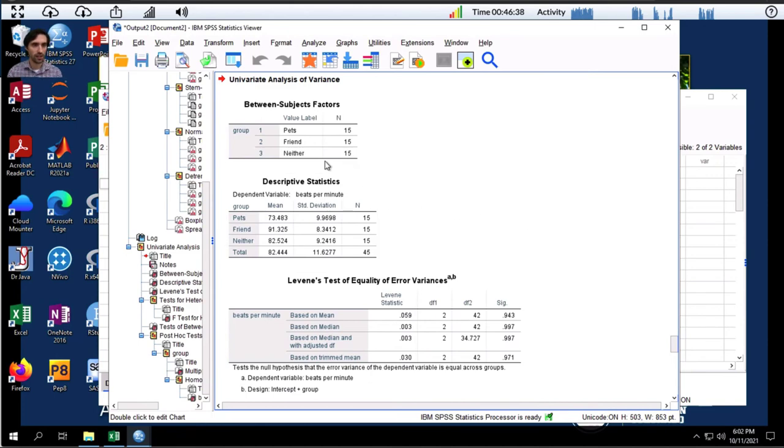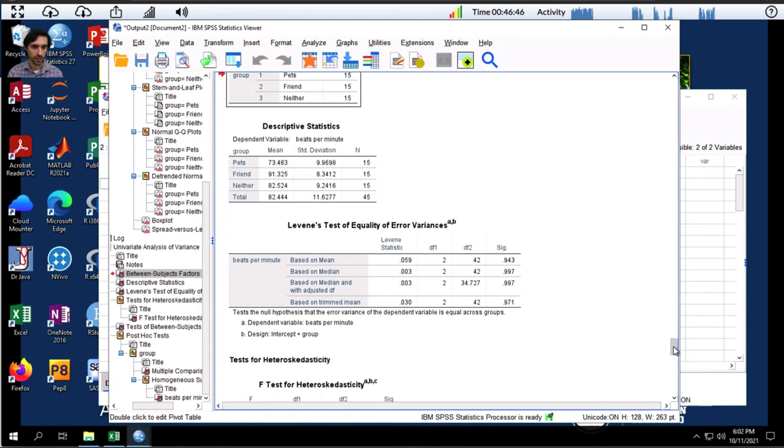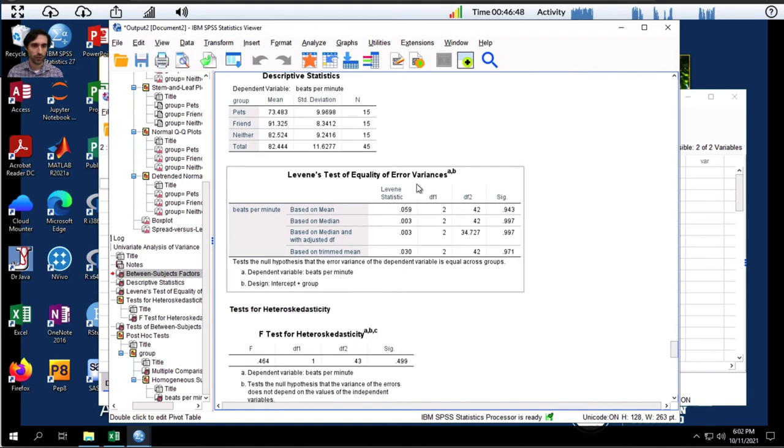All right, we have the between subjects. This just shows the N and the different labels. We have the descriptives: the mean, standard deviation, and the N. Hey, there's our good old friend Levene. Hey, remember us? No, we're good. You already checked us. All right, we're good to go.